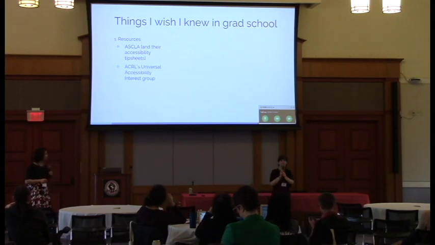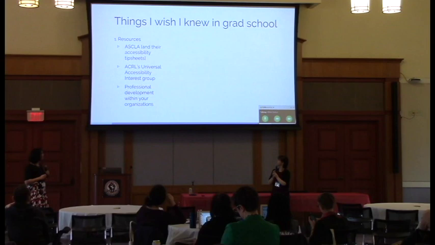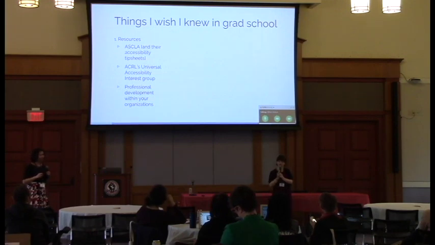And then ACRL's Universal Accessibility Interest Group, which is pretty cool. And professional development within your organizations, if you're not part of either of these two. If you're part of ELA, which is public libraries, or SLA, special libraries, see what they have in those organizations. And then even see if you can create one on your own. You never know who's going to get involved.